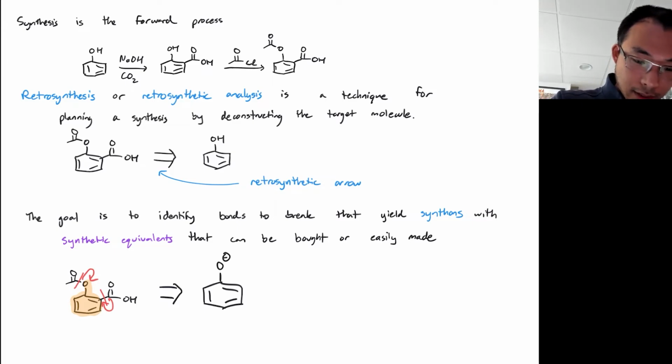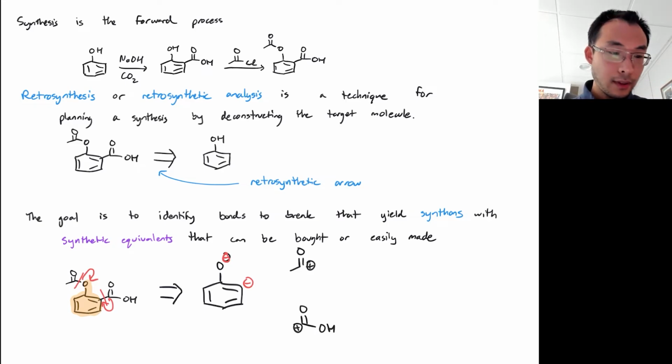that, and that. And separately from that, I should have a fragment that looks like this, and a fragment that looks like that. So these are my 3 synthons. I'm going to say that this synthon should be easy to get to from the synthetic equivalent of phenol.